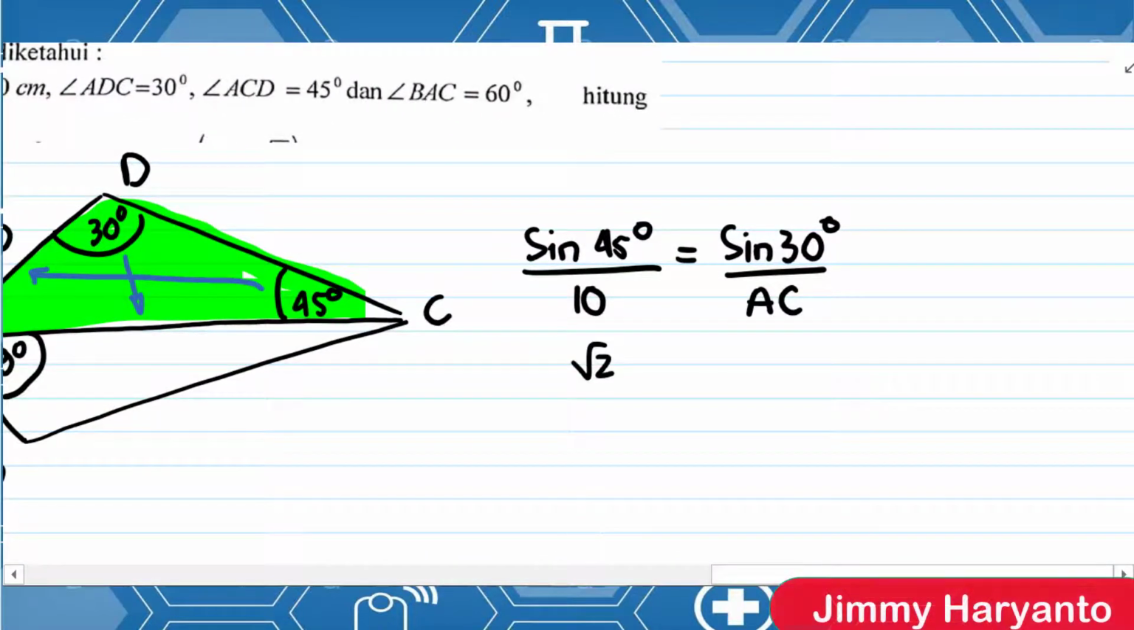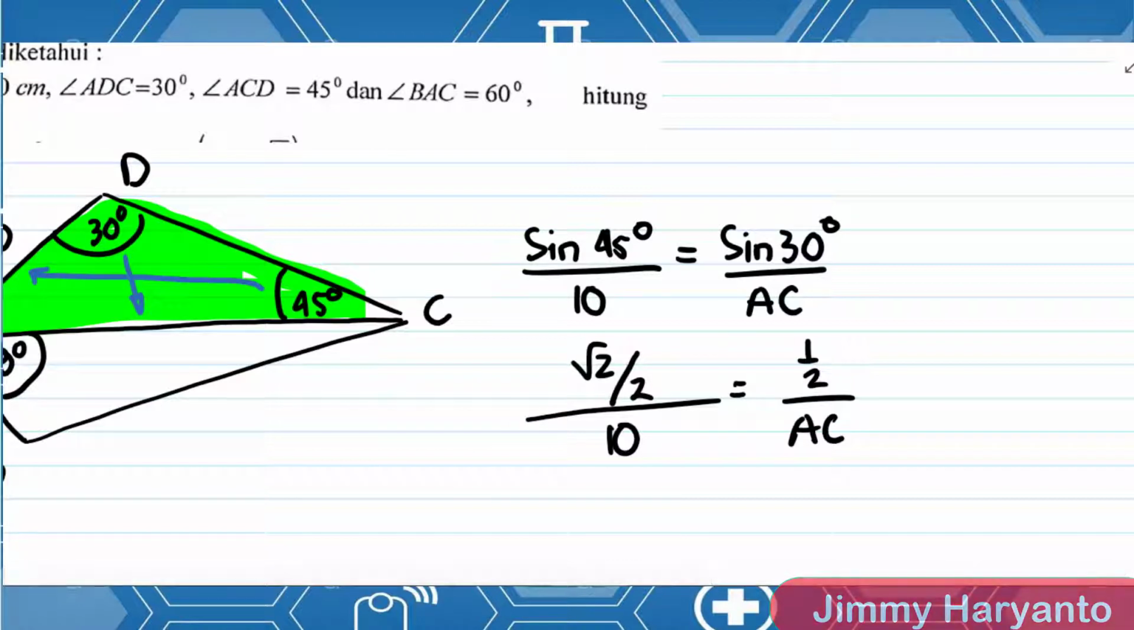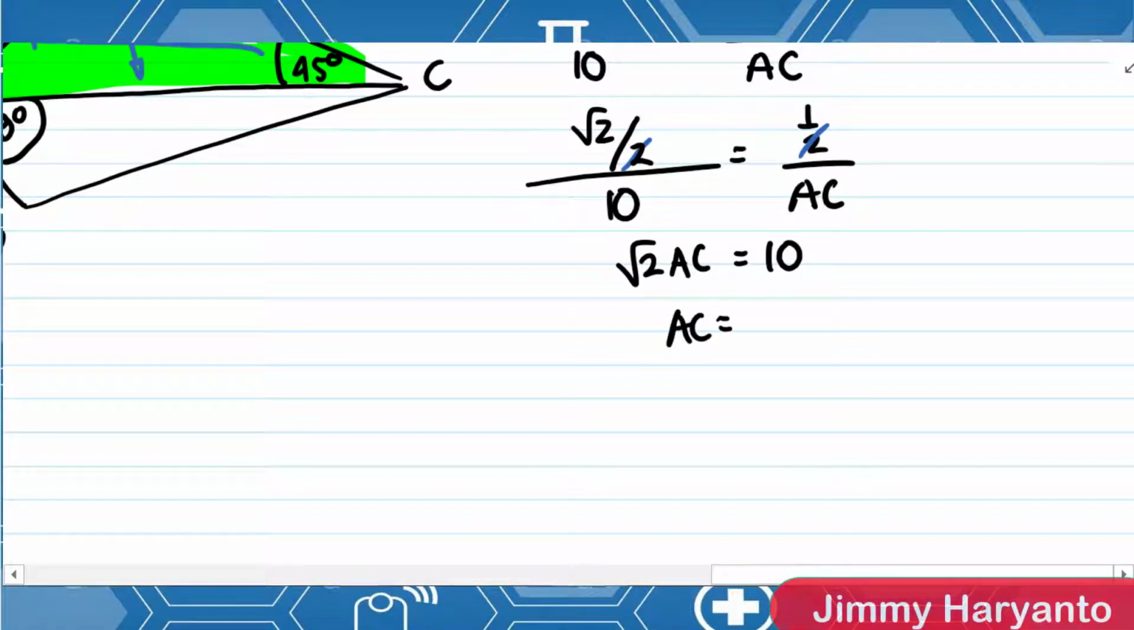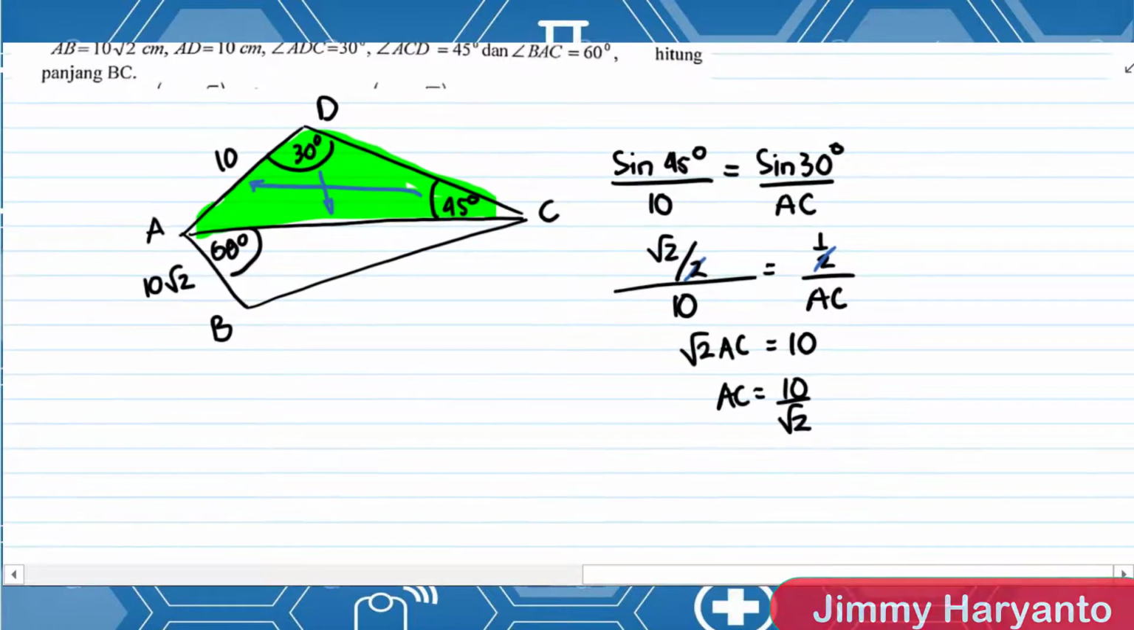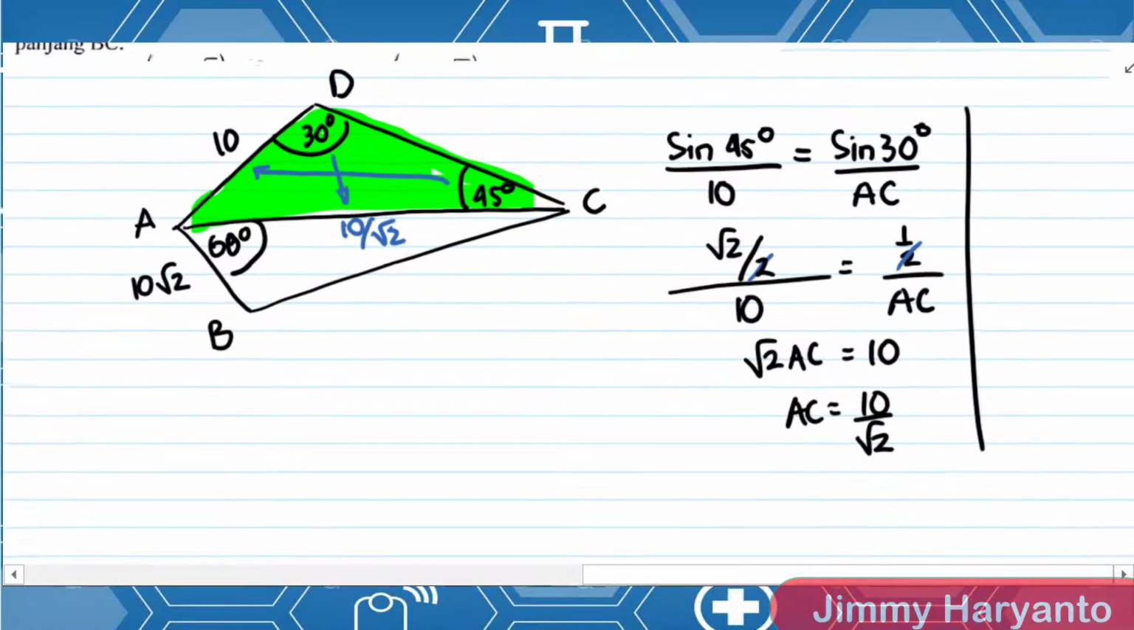So sine 45 is equal to square root of 2 over 2, over 10, equals half over AC. After that, I can cross out the 2, then cross multiply: square root of 2 times AC equals 10. So AC equals 10 over square root of 2. I will leave it like that because that is not our last answer. So after I get AC, I will put it right there, 10 over square root of 2. And then the question wants us to find BC.